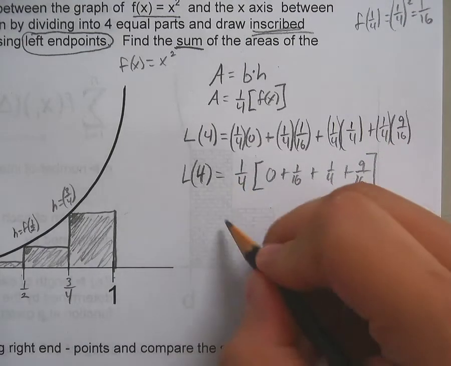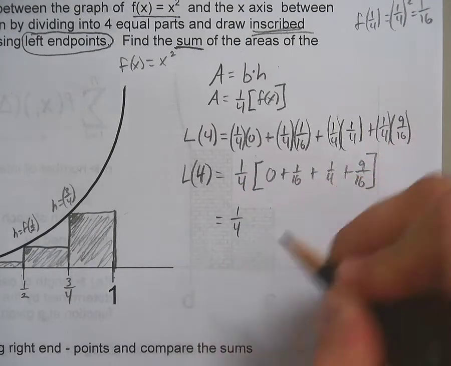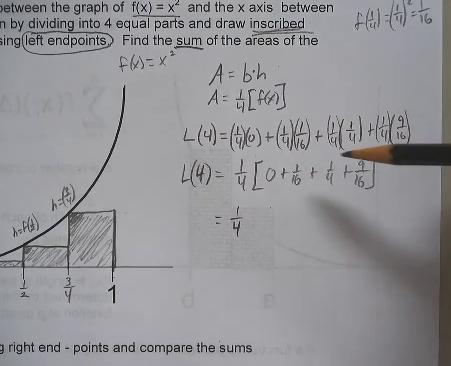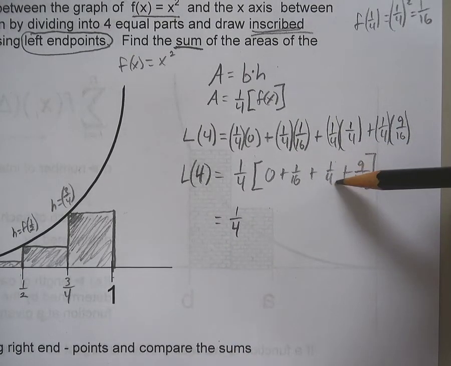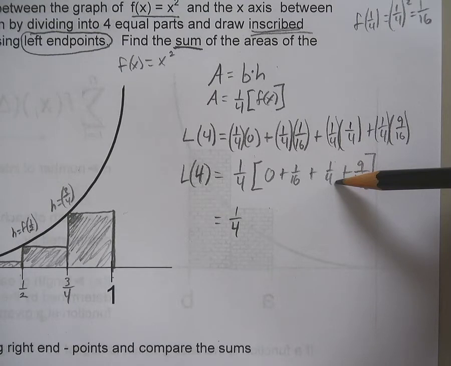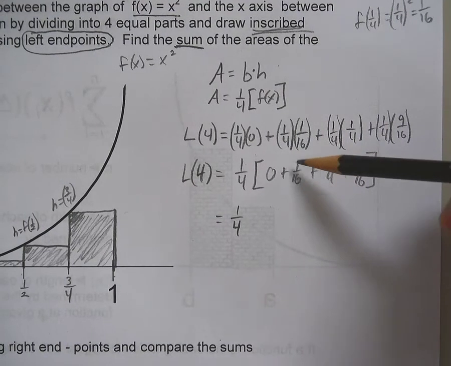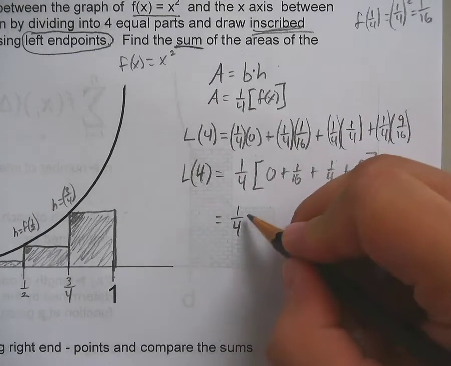So that's going to end up being 1/4. 1/4 is going to be 4/16, so it looks like we've got 9/16, 4, 5, so 14/16.